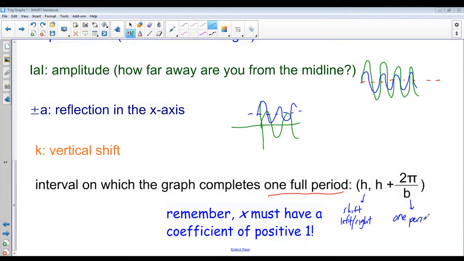So it kind of gives us a nice clean starting point. Where does the graph start? So think about the shift left or right. And then where does it end? So we add on one period to our starting point. Okay, let's do one example. We'll get to a bunch in class.